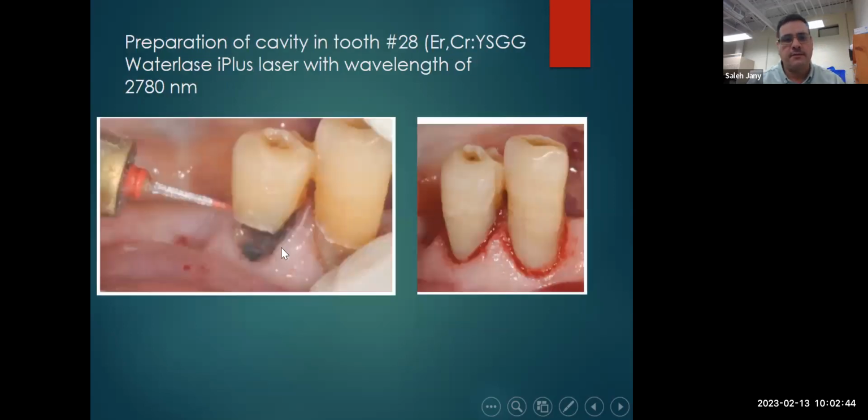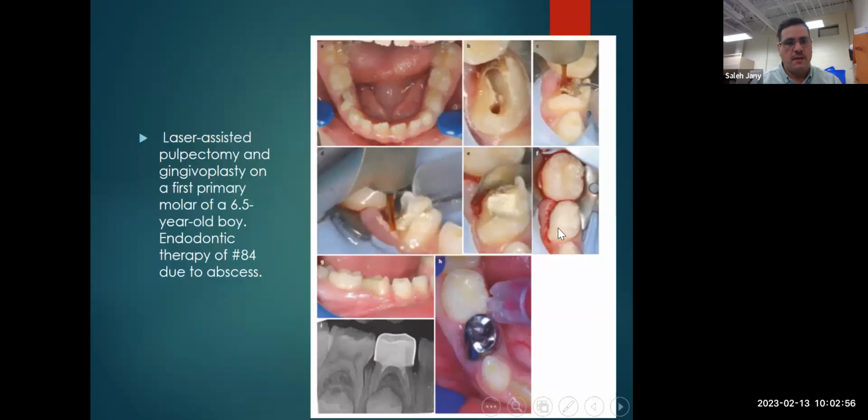Okay. So this is another case. We cut the decay. Also, we cut the gum too. This is before and after. Also, we can do root canal because it sterilizes the tissue.